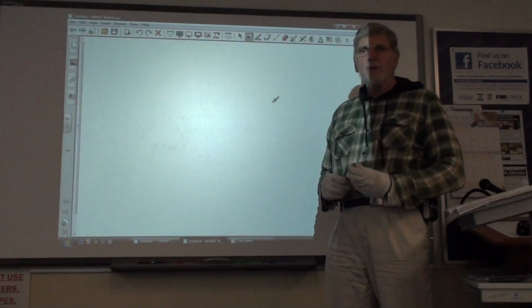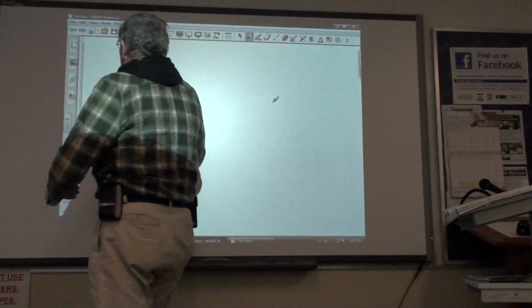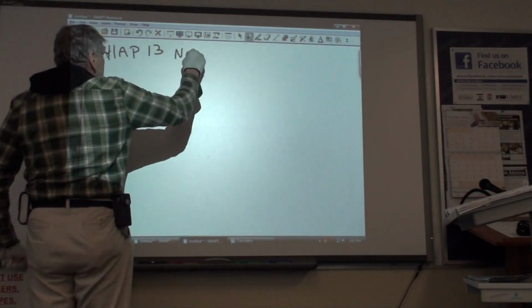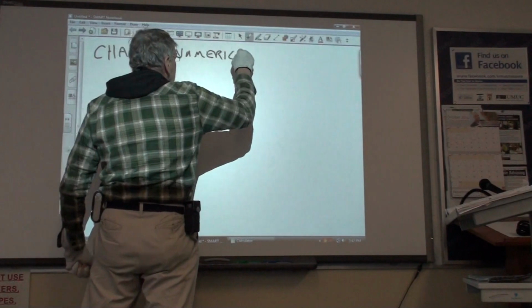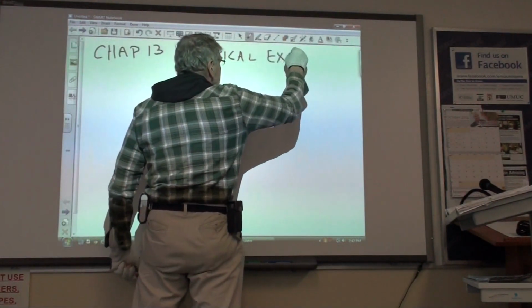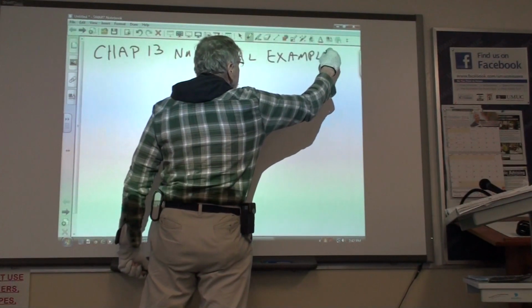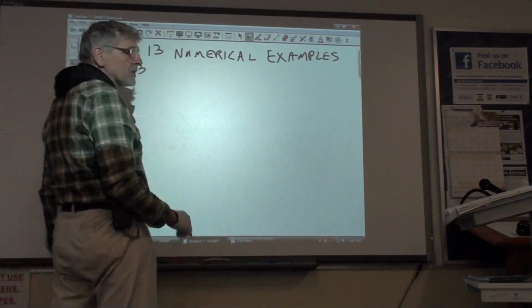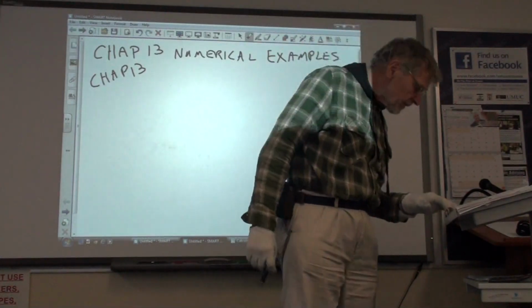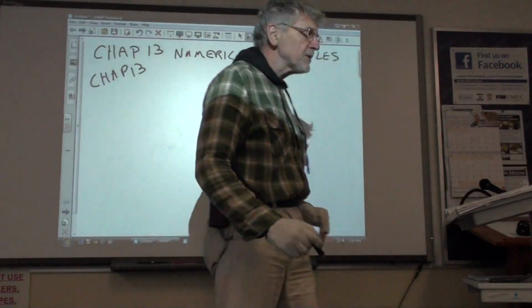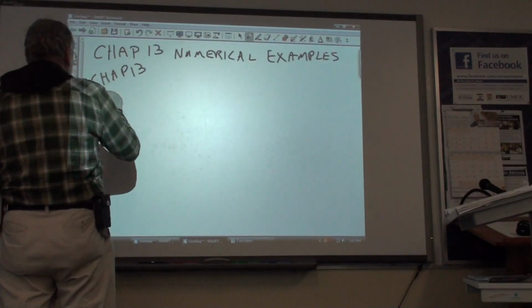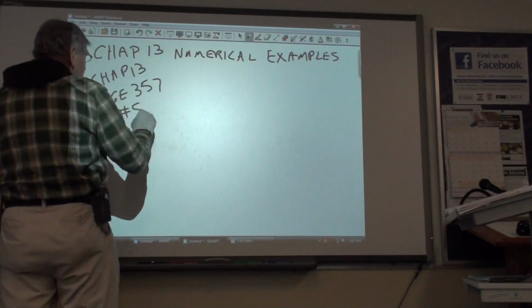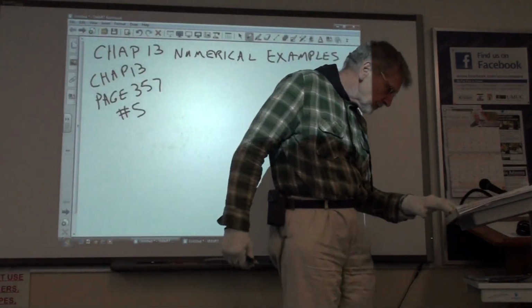So let's do some numerical examples from chapter 13. So the first one that we'll do is problem number 5, and it's on page 357. So let's read the problem.